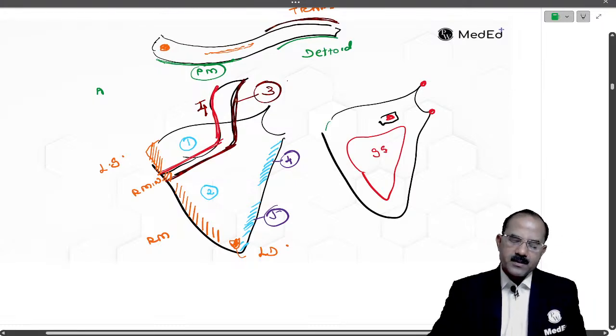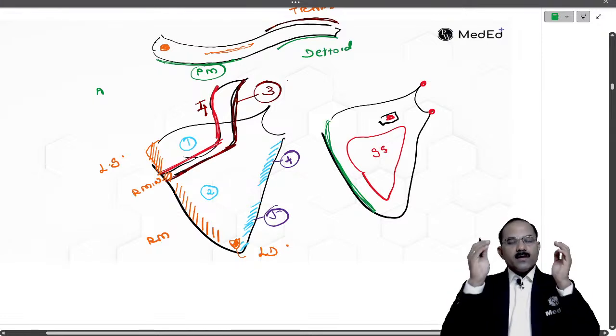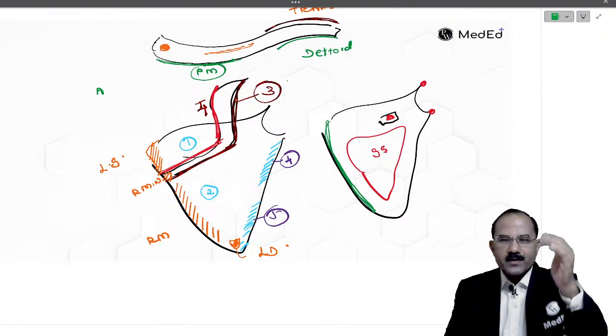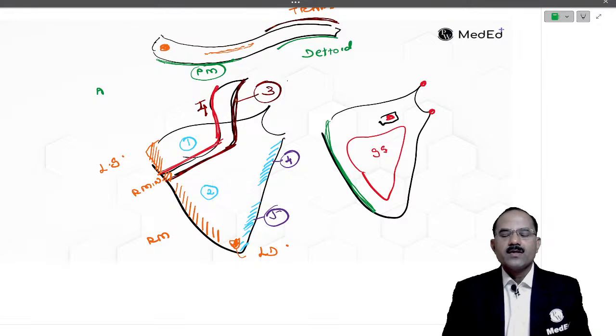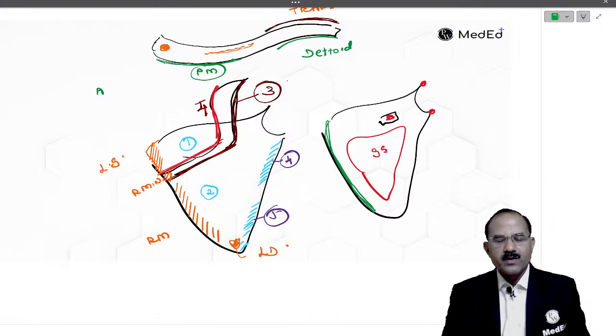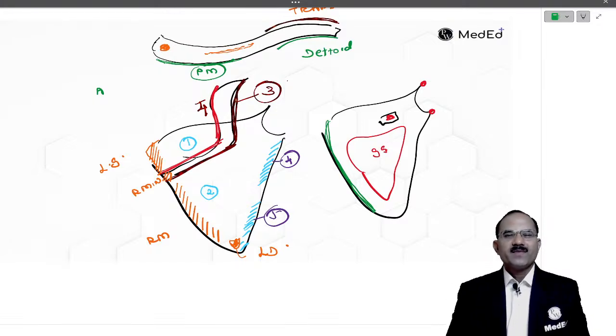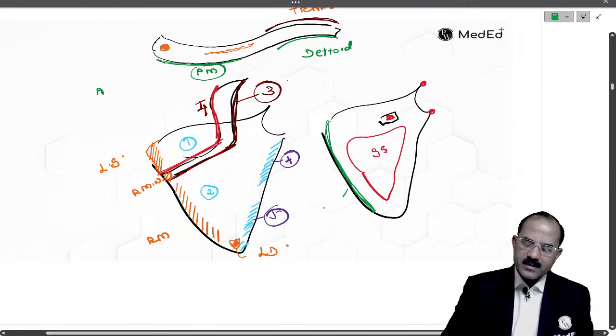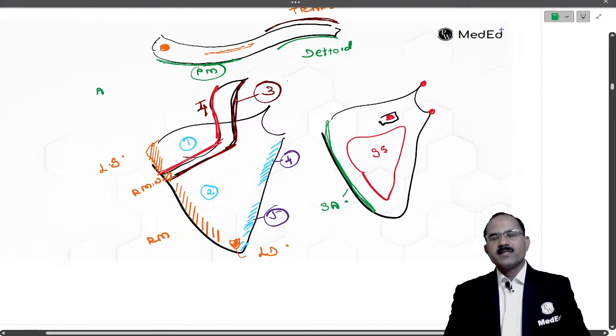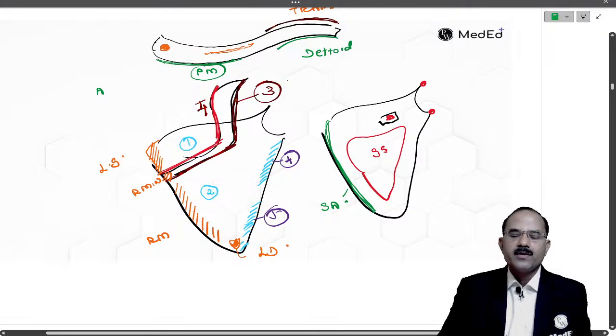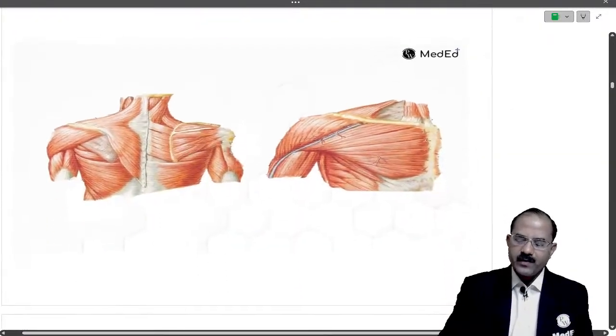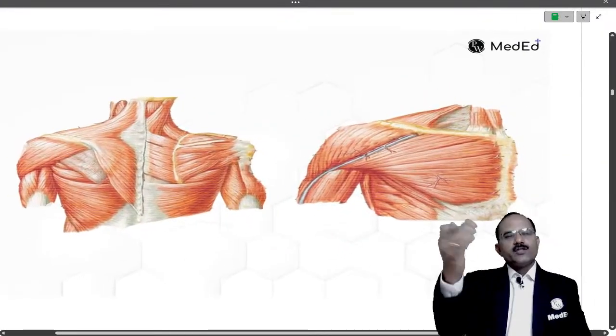Now, what is this muscle attached here? On the costal surface, medial border. Any guesses? Come on, students. Costal surface, medial border. What is this muscle? That's the serratus anterior. The muscle attached to the costal surface, medial border is the serratus anterior. Very good. So, coming to the next muscle.